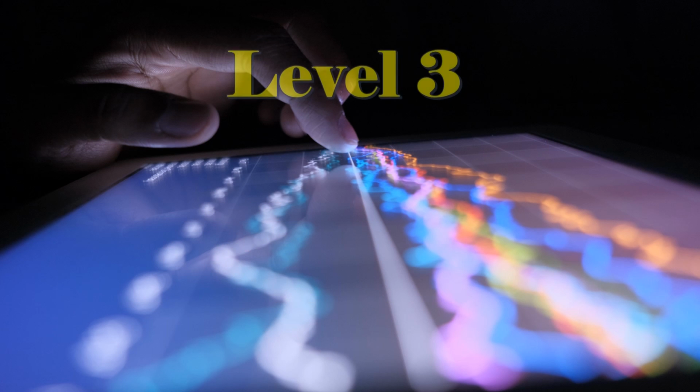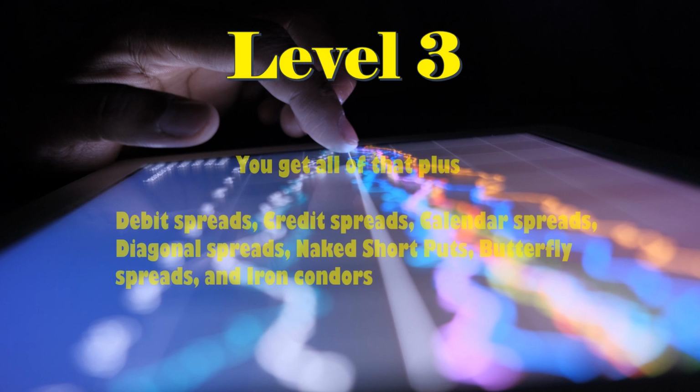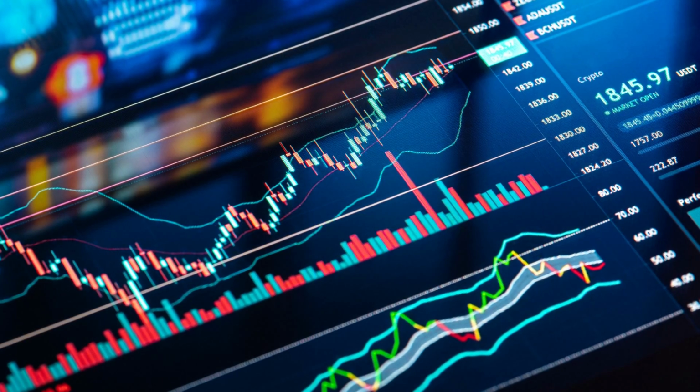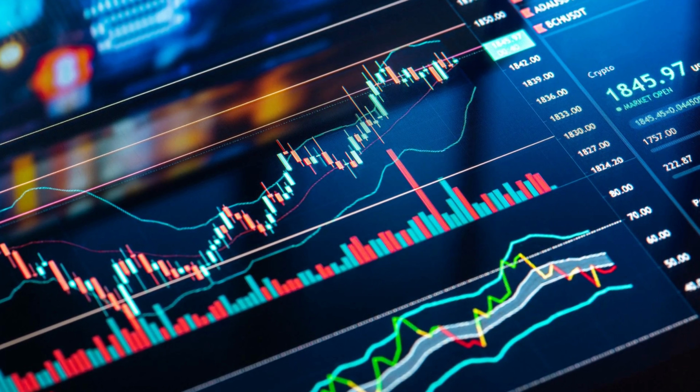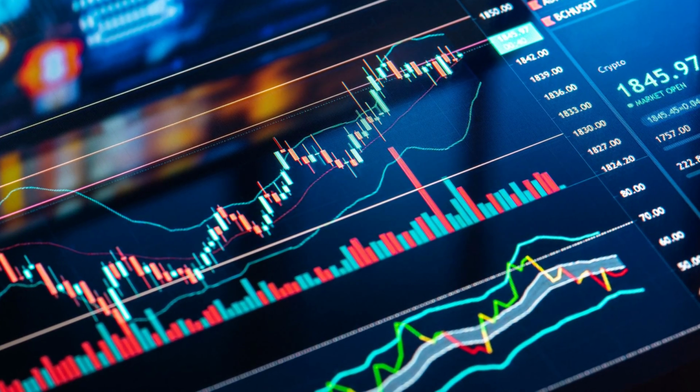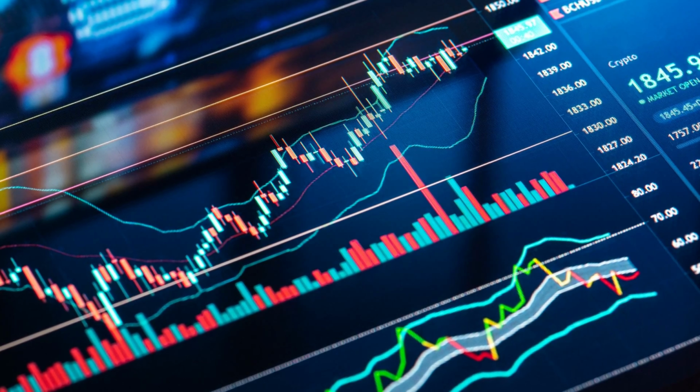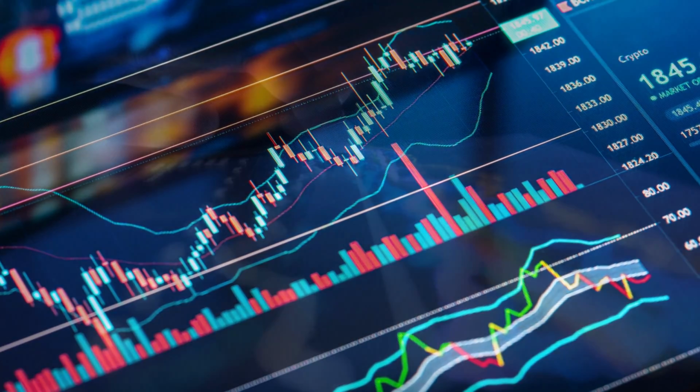If you're approved for level 3, you get all of that plus debit spreads, credit spreads, calendar spreads, diagonal spreads, naked short puts, butterfly spreads, and iron condors. Most of my trades fall into these strategies, and if you're at level 3, you can do almost all of the different option strategies that are available. But there is one more strategy it doesn't include.